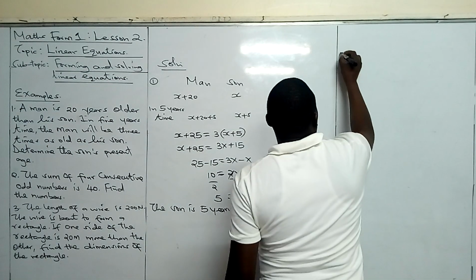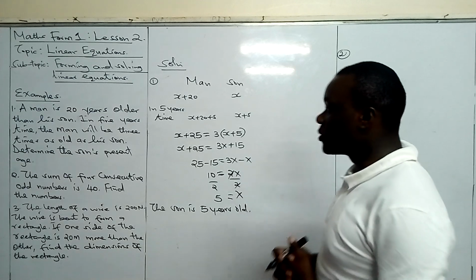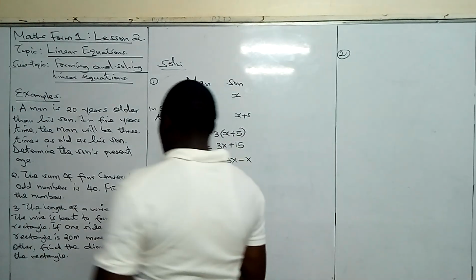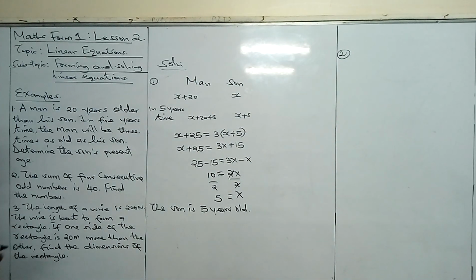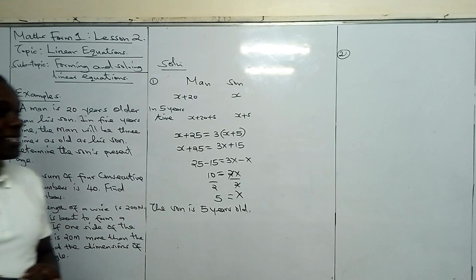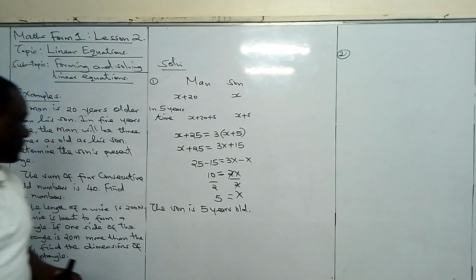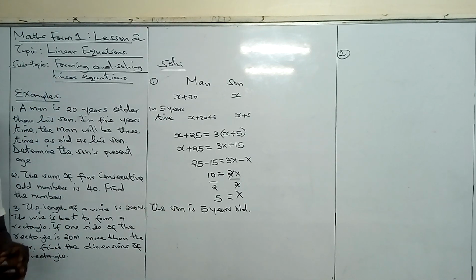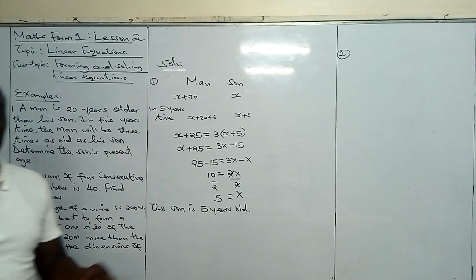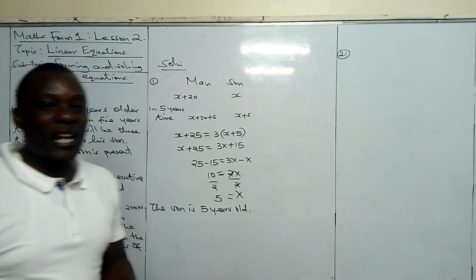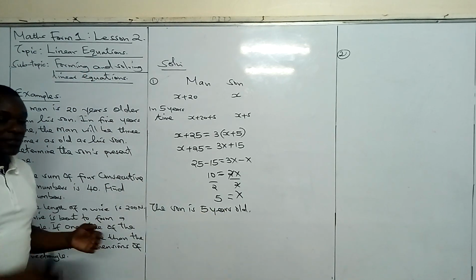Let's move to question 2. In question 2, we are talking about the sum of 4 consecutive odd numbers is 40. Find the numbers. The word consecutive means numbers that are following one another. For instance, 1, 2, 3, 4, 5. Those numbers are said to be consecutive because they follow one another.